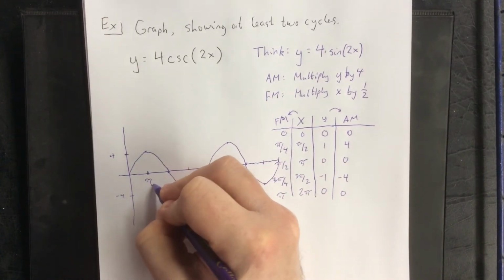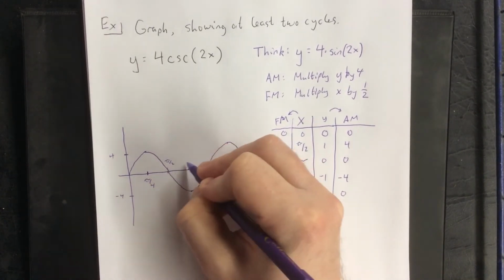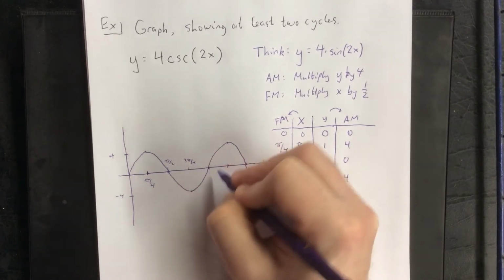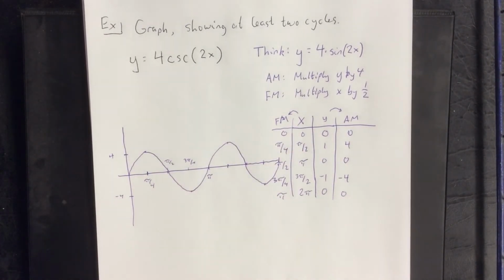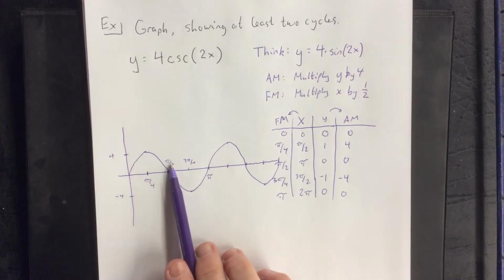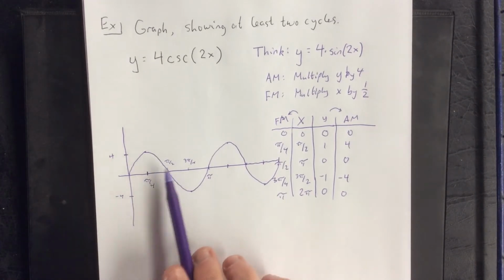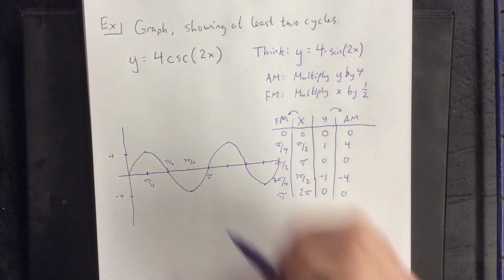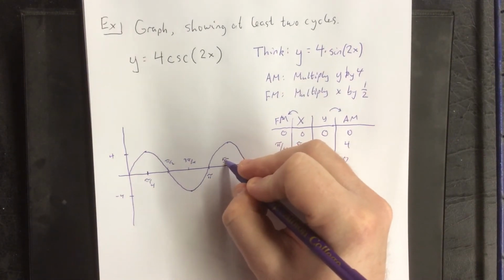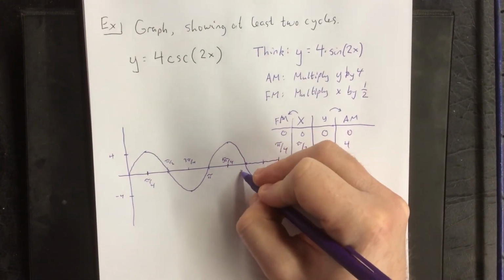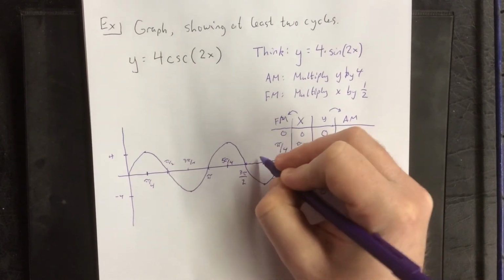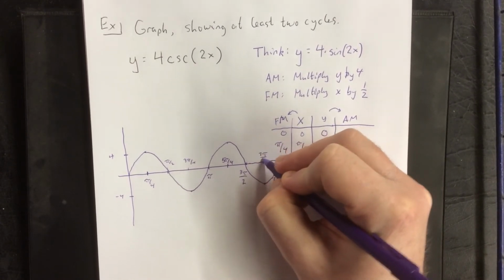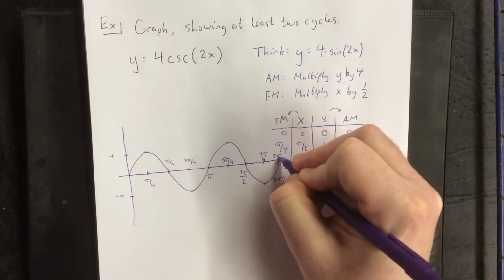So this will be pi over 4, pi over 2, 3 pi over 4, and pi. Or consequently, we could also call them pi over 4, 2 pi over 4, 3 pi over 4, 4 pi over 4, which lends itself to 5 pi over 4, 6 pi over 4, 7 pi over 4, and 8 pi over 4.